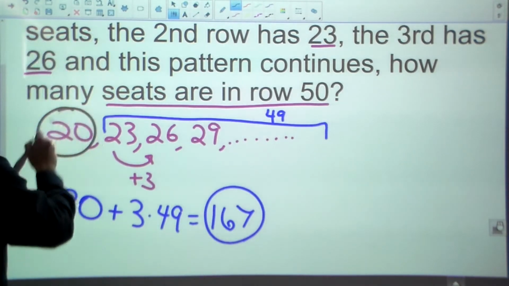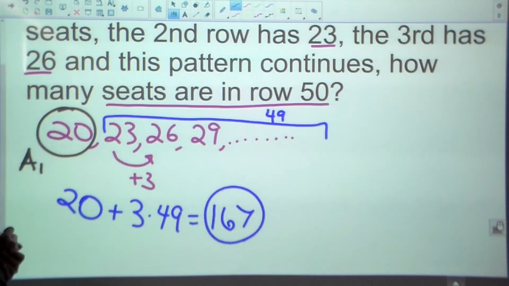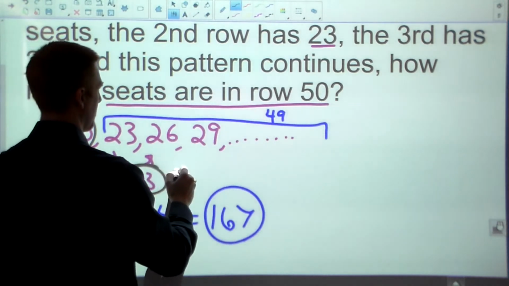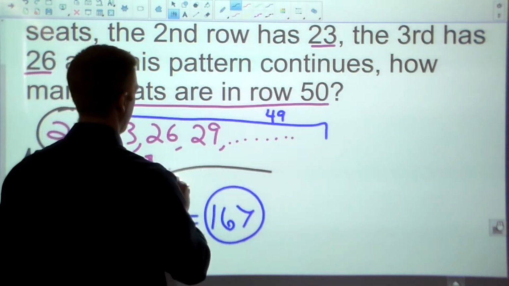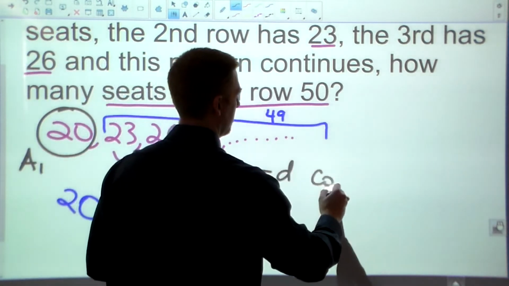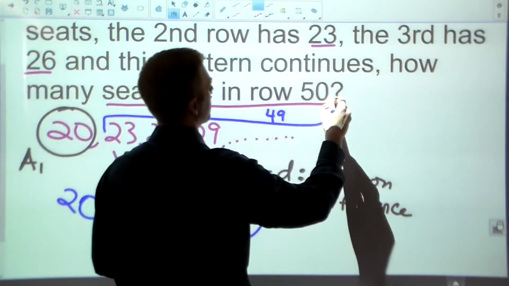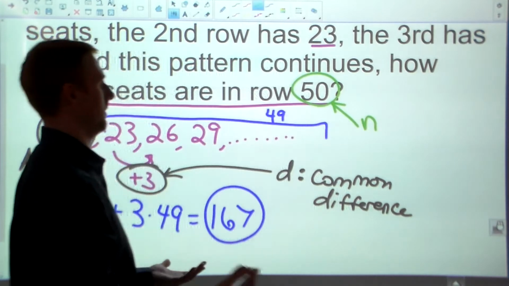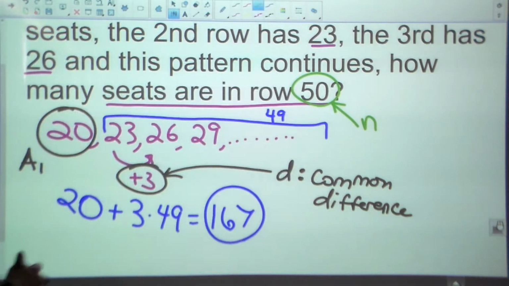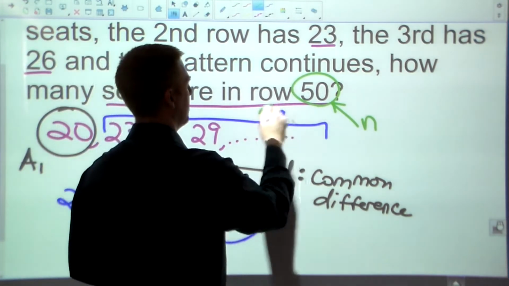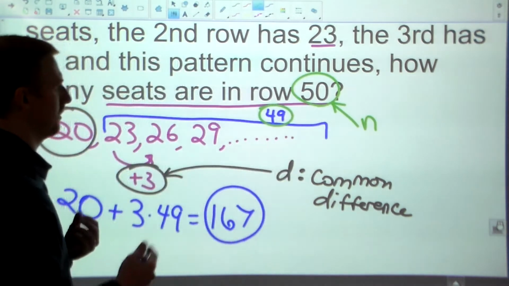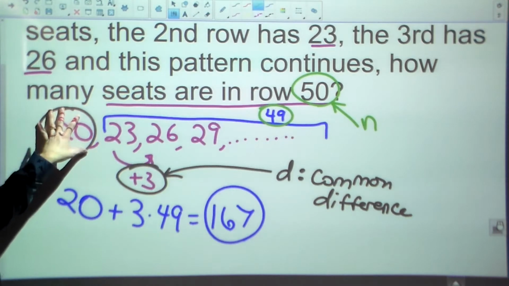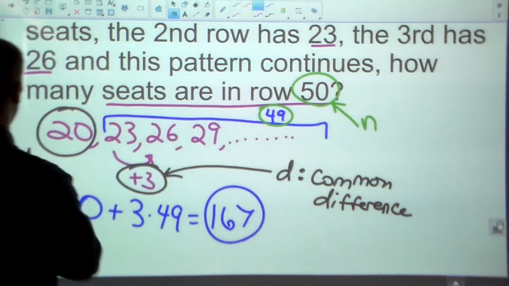To make a formula out of this, we really need to start coming up with some terminology. So the first term, as always, is a sub 1. This amount that you're adding by is going to be called d, and that's your common difference. Now normally this number of terms that you're looking at is n. You have n rows, 50 rows. And we just really want to come up with a way to get 49 from 50, which is just 1 less. And the reason it's 1 less is we've already counted the first row, so we need 49 additional rows.